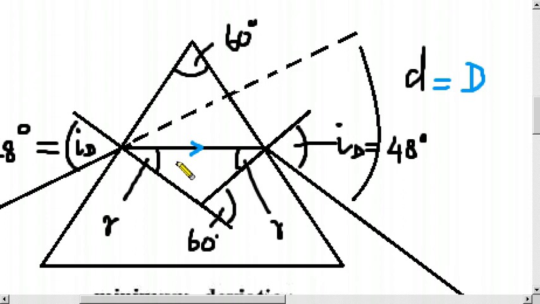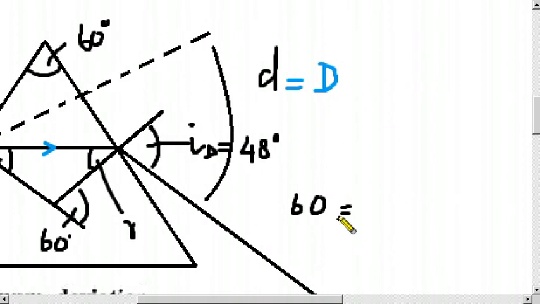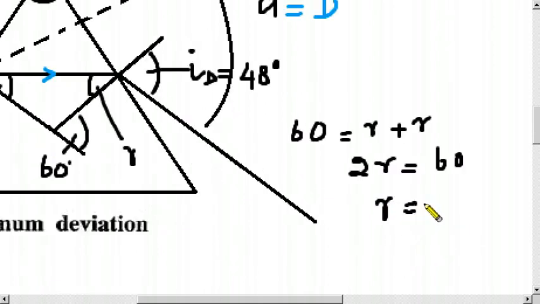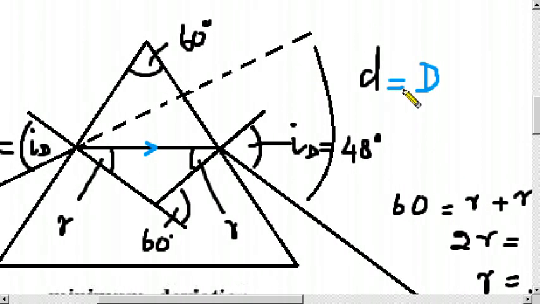Since these angles are equal, we can write the external angle 60 must be equal to the inside angles R plus R. So 2R equals 60, then R equals 30. So now we know at minimum deviation, the refracted angle is 30. Now we can write it here 30, this one also 30. So I said this one is 48.